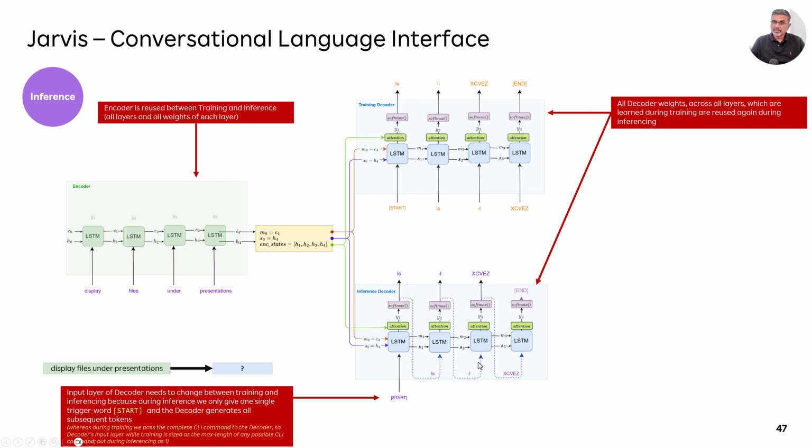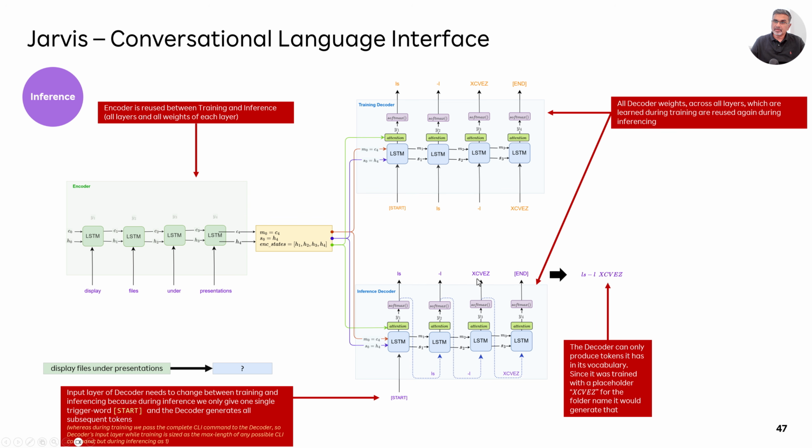Then you pass that back. So "-l" you pass back, and then it produces XCVZ, and you pass that XCVZ back, and it produces end, which is the end token that tells you that the command is now complete. So this is what, during inference, the sequence to sequence model is going to produce.